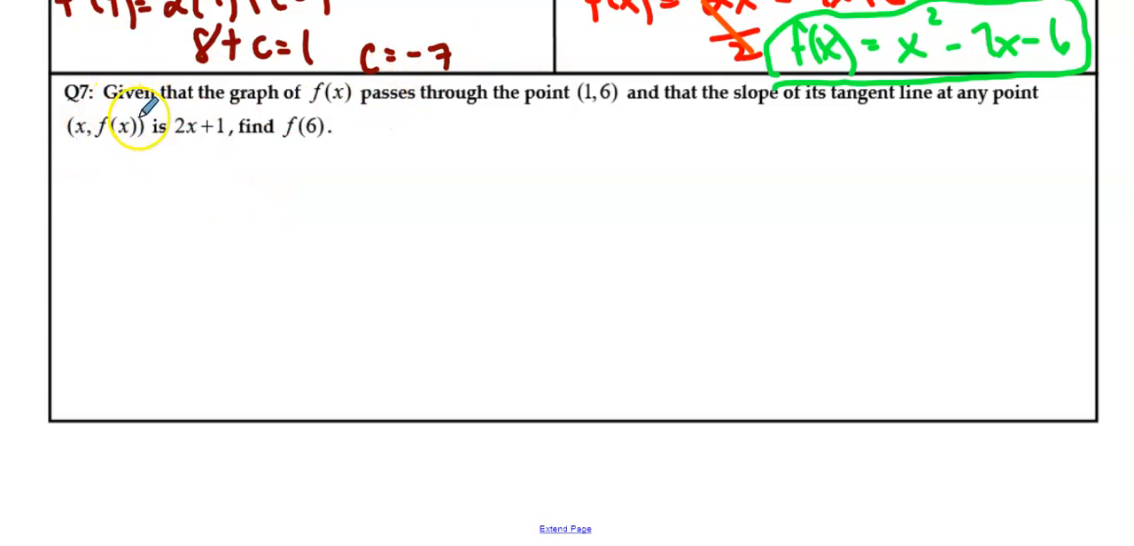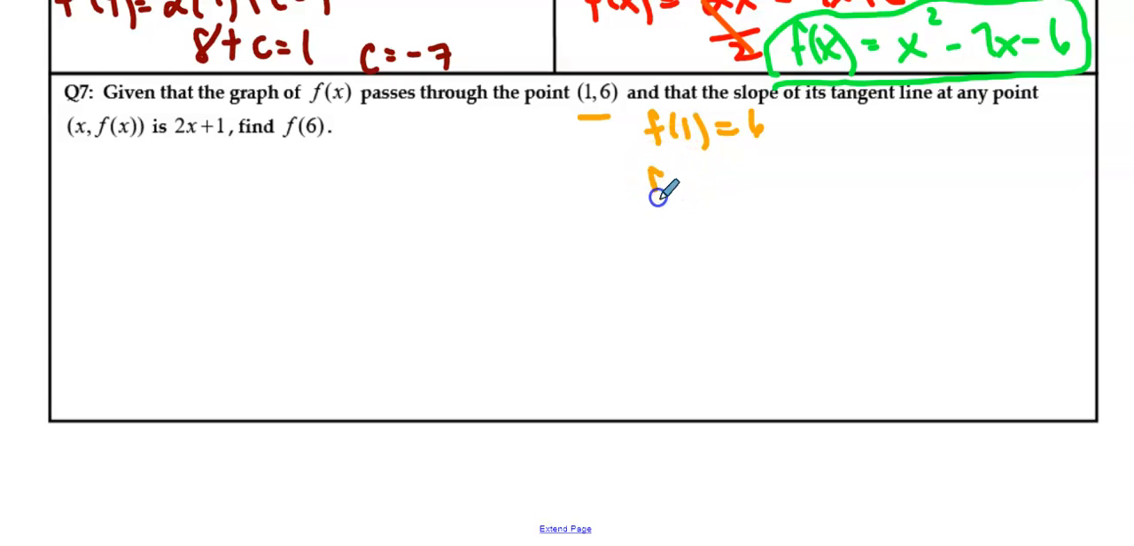All right, so let's look at our last example for the lesson, and the rest of it is just practice, practice, practice. It says, given that the graph of f of x passes through the point (1, 6). So I stopped right there, ladies and gentlemen. If it passes through the point (1, 6), that is a solution to our function, our graph. So I can call this an initial condition, or just a condition that satisfies this curve, right? And the slope of the tangent line at any point is 2x plus 1.